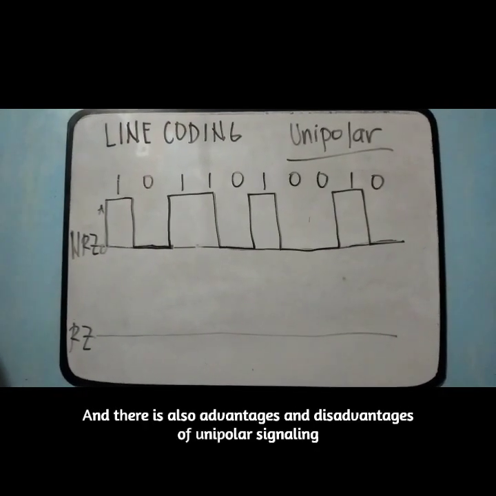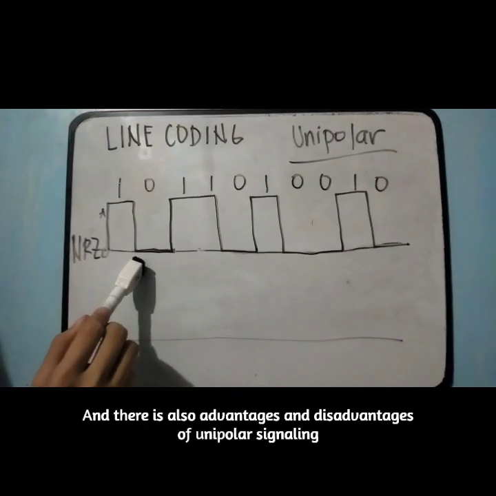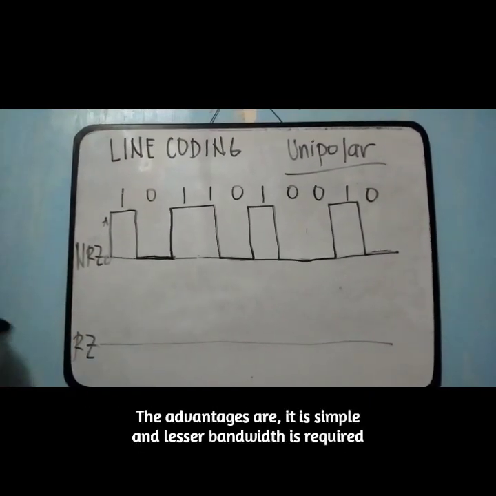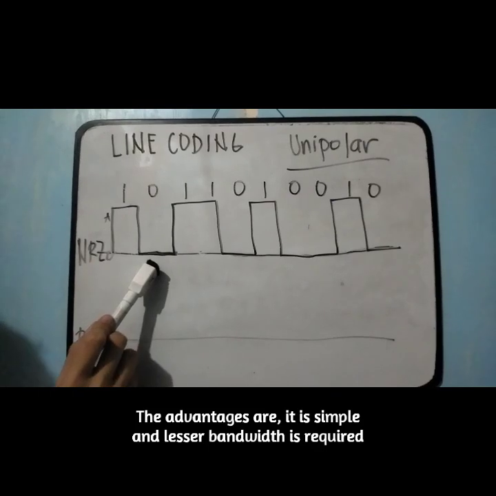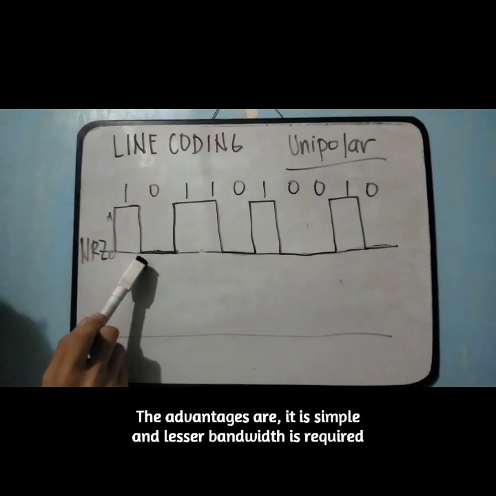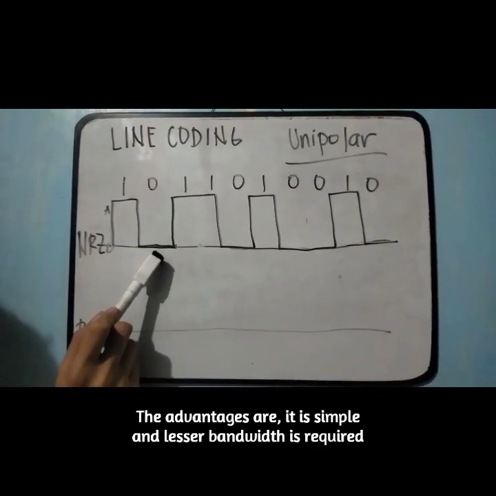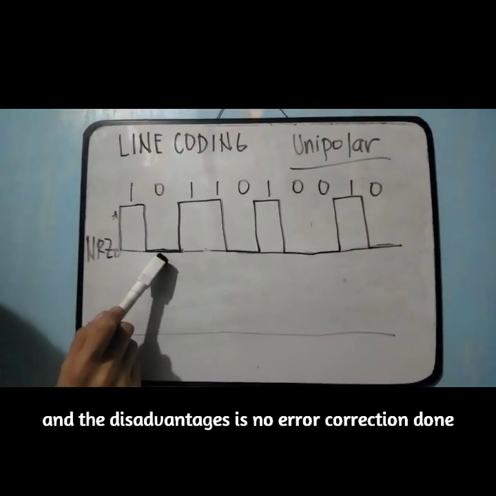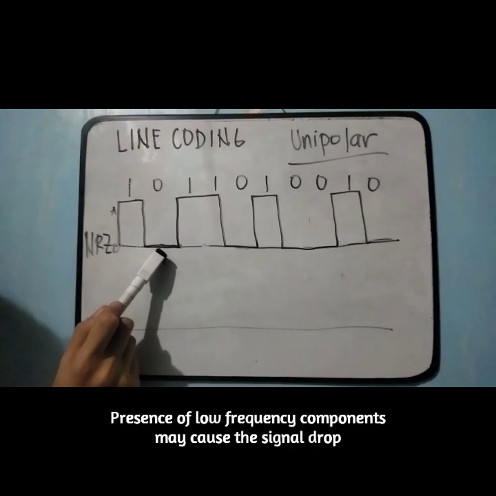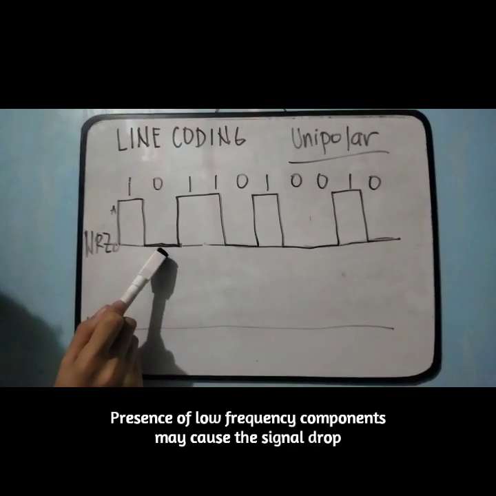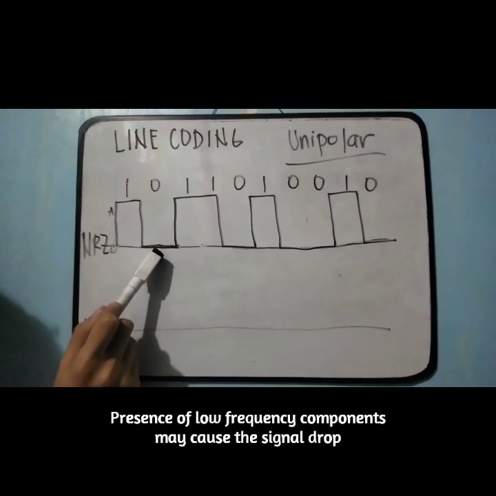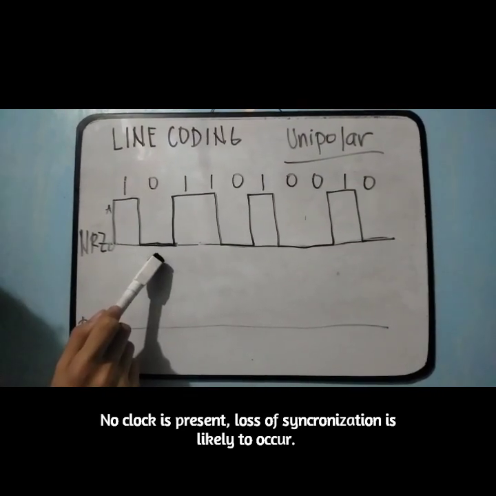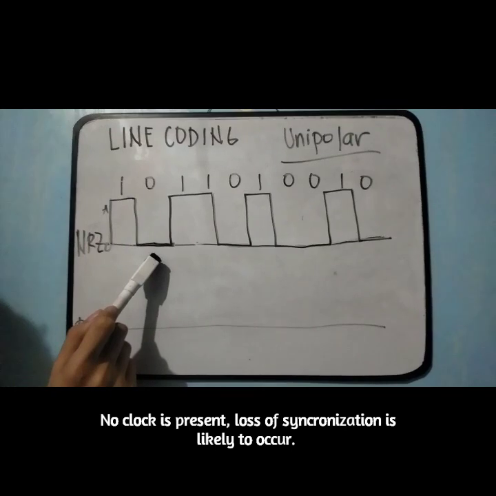And there are also advantages and disadvantages of unipolar signaling. The advantages are it is simple and lesser bandwidth is required. And the disadvantages are no error correction is done, presence of low frequency components may cause the signal to drop, no clock is present, and loss of synchronization is likely to occur.